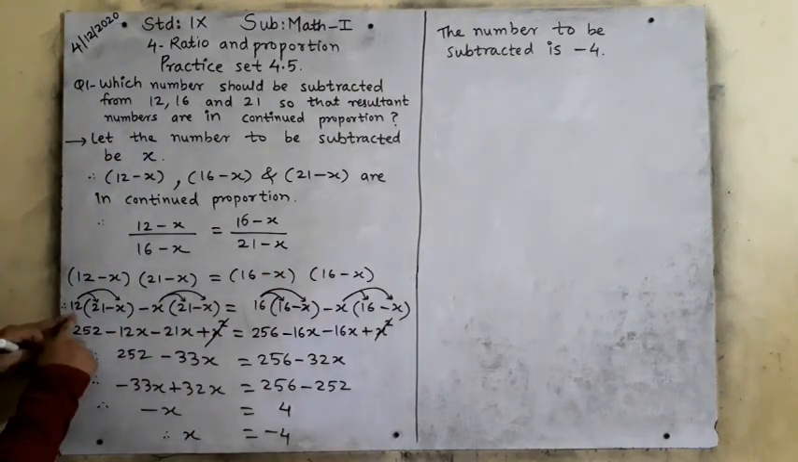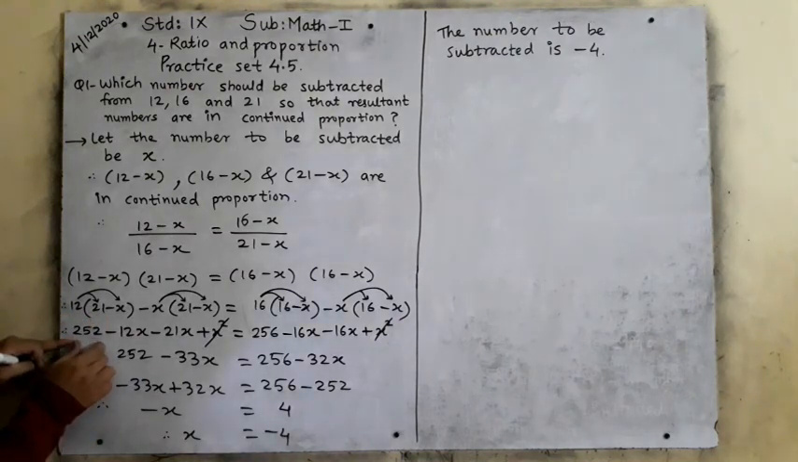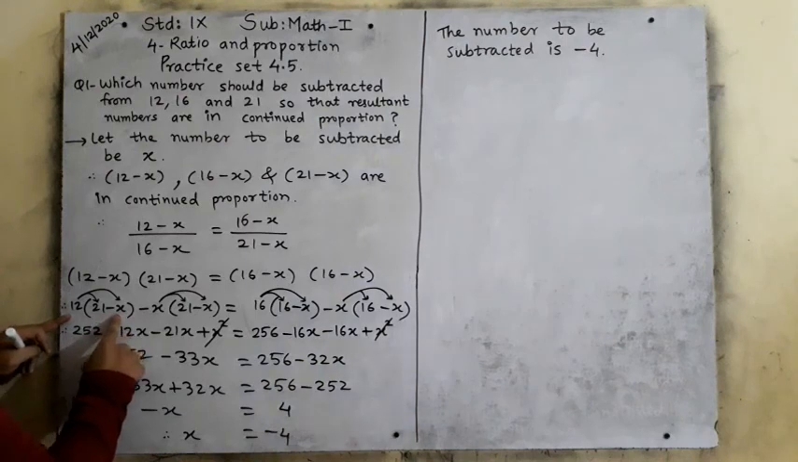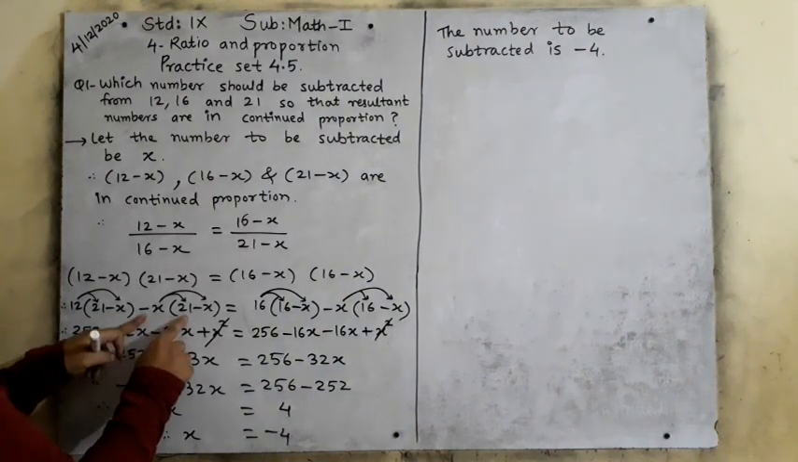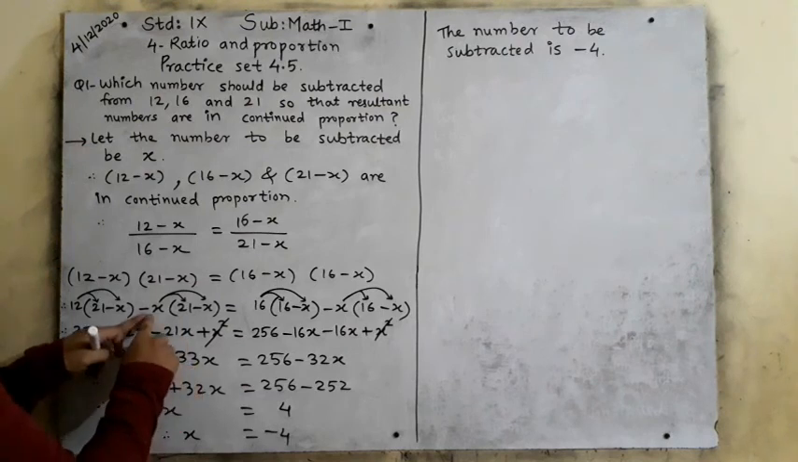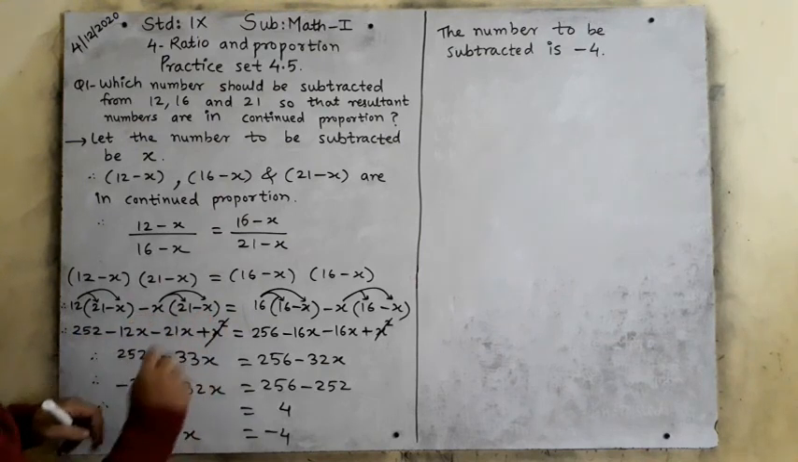Okay, now see, 12 will multiply to 21. 12 ones are 12, 2 carry 1, 12 twos are 24 and 1 is 25. So 252. 12 multiplied by minus x is minus 12x. Minus x will multiply to 21, minus 21x. Minus x will multiply to minus x. So minus multiplied by minus is plus. x multiplied by x is x square.